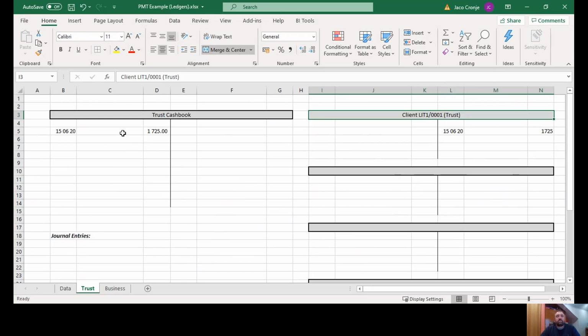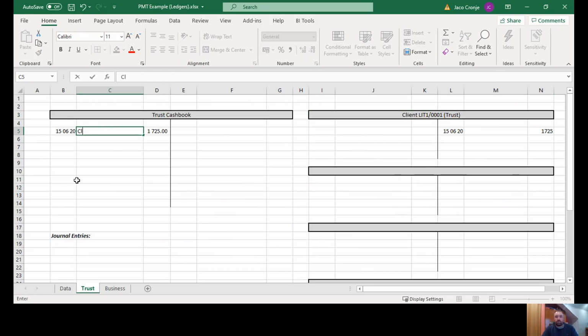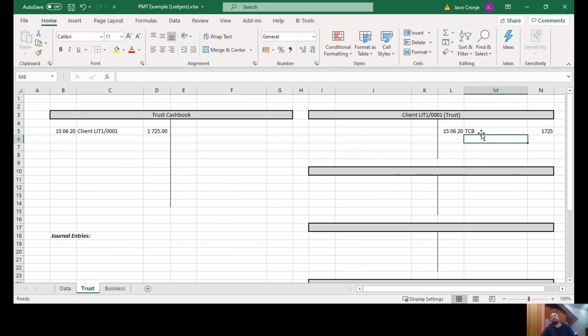Okay, so now it's easy to enter the descriptions. What's my contra account? It's client LIT11, and there it is my trust cash book. Okay, so that transaction is fairly simple.